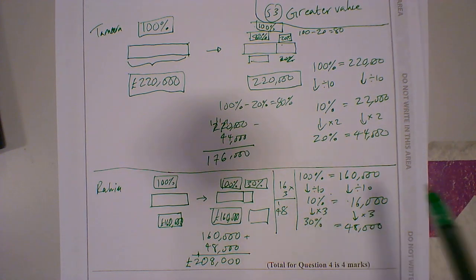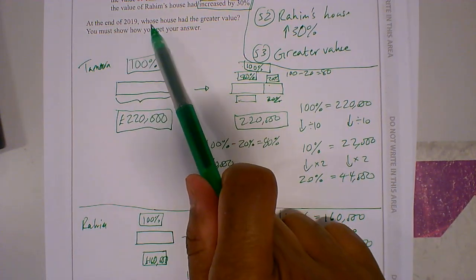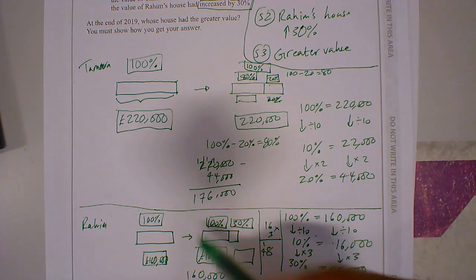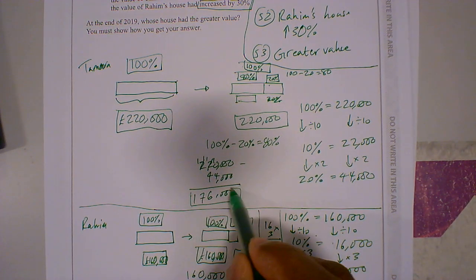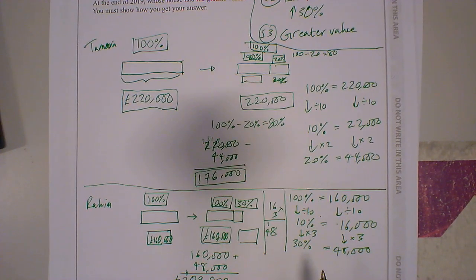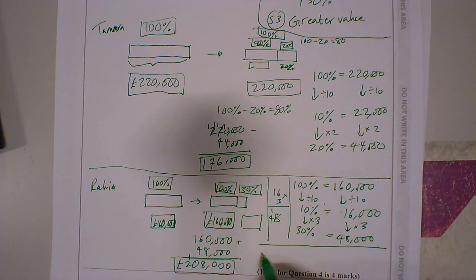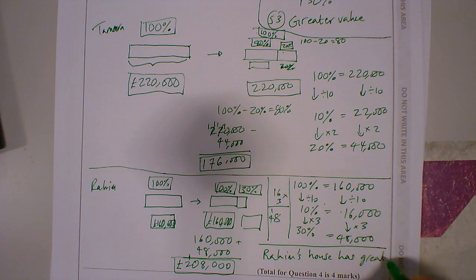So I need to compare at the end of 2019 whose house had the greater value. And so I'm looking at 176,000, and I'm looking at 208,000. So the greater value is 208,000. So I'm going to write Rahim's house has a greater value.